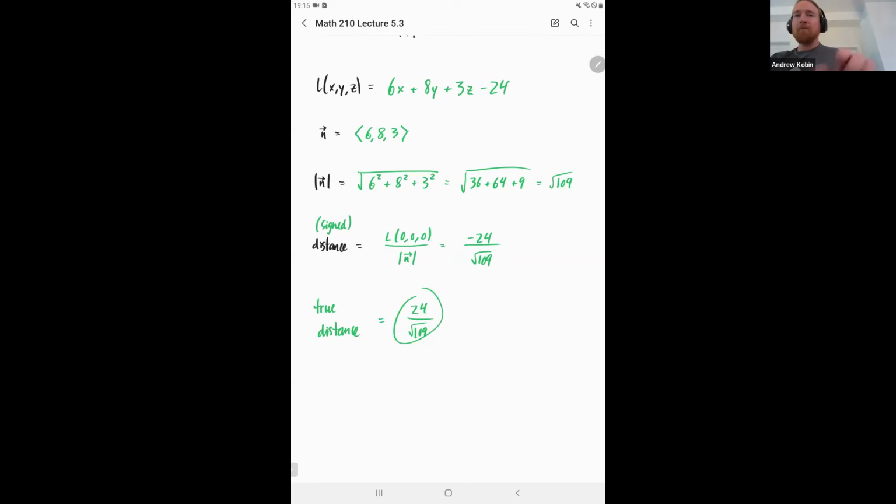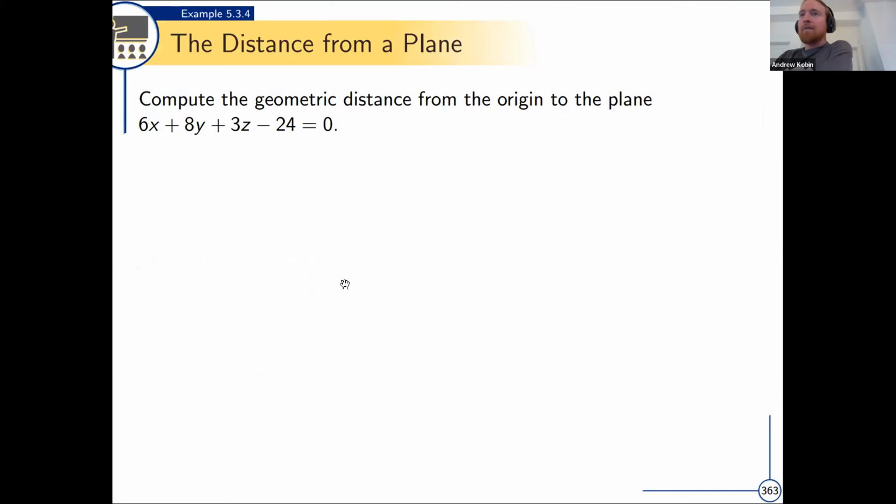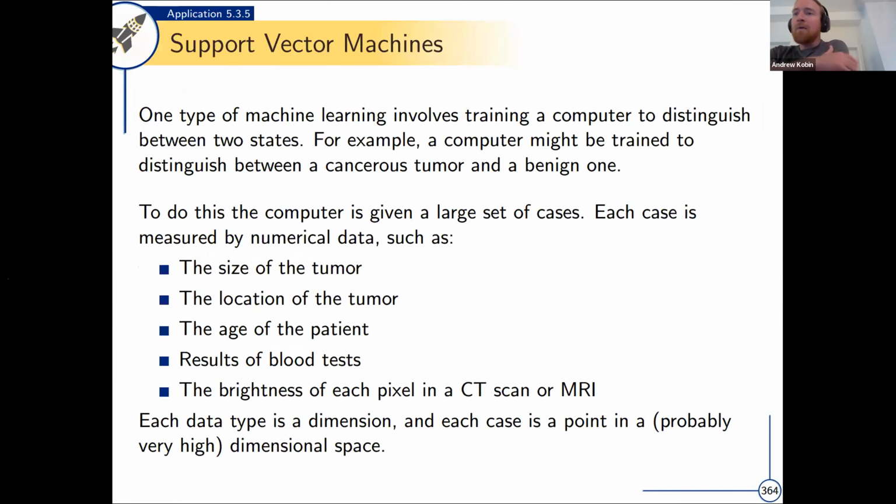There we go. We've got a couple more things to wrap up. This is how we can compute distances using that theorem, using this distance formula. All right, there was the example we just did. I want to talk about a particular application of these, which is useful in a lot of different sciences that are mathematically based.